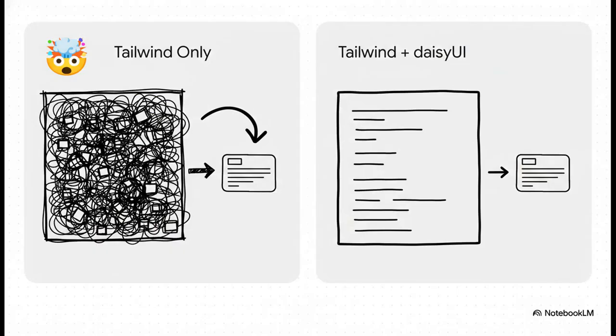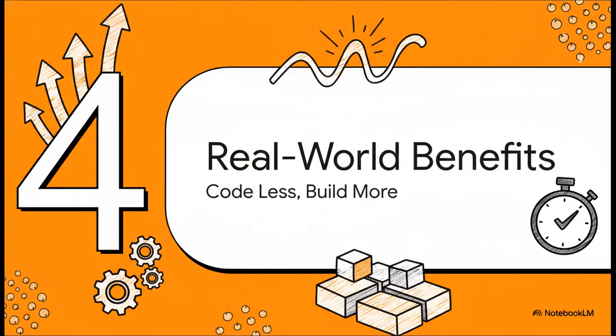And this is the aha moment. Seriously, look at this. On the left, you've got the visual chaos of pure Tailwind utility classes. And on the right, with DaisyUI, you get the exact same result using just a few clean component classes. Your HTML is suddenly readable and incredibly easy to maintain again. It's a beautiful thing. So what does this cleaner code actually get you?